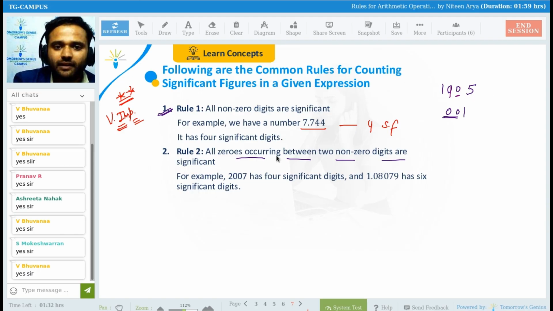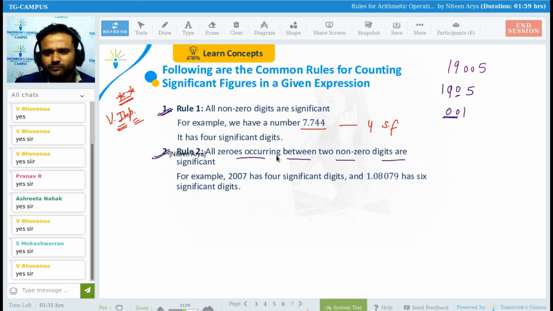But the moment I write this, your number is going to change. So that is 1900 or that is 19,005. Okay. So just by adding one more zero, the whole number is going to change. The quantity is going to change. So that is why these 2 zeros are very important. The 2 zeros between the 2 non-zero digits are going to be counted as significant figures.